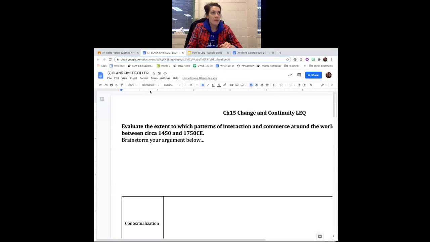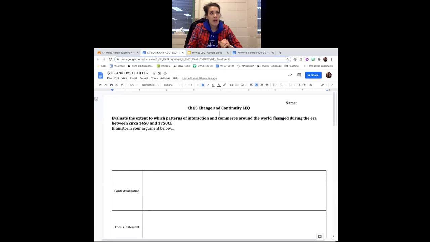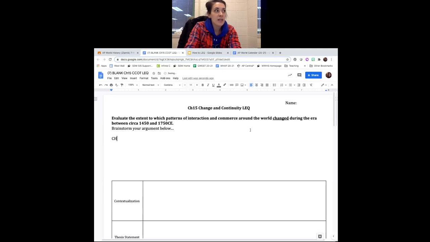This is the first one that we are going through as a class. So what I'm going to do right now is underline this word changed on my sheet. Again, this is based on if you have the paper copy or the Google Docs version. Because it has the word changed here, that's my vocab word standing out to me. I now know that this is a change and continuity essay. It also says it in the title.